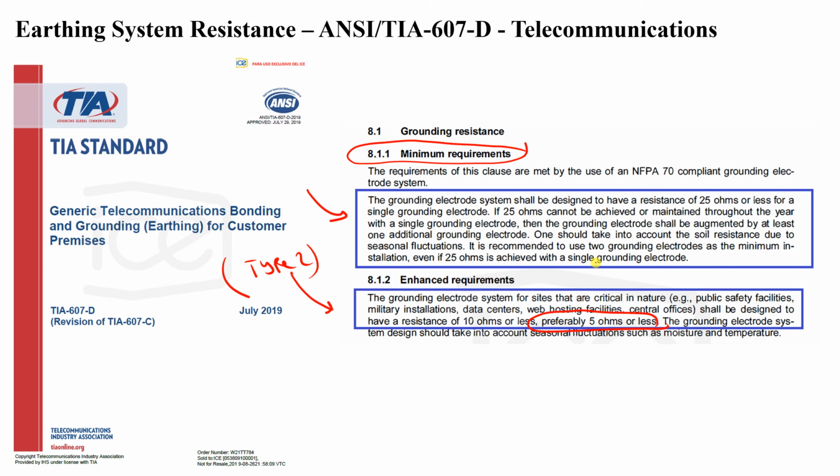Okay. Anyway, these are the different values from different standards for different systems. I hope that you understand now how you select the earthing system resistance based on the type of the system that you are installing.